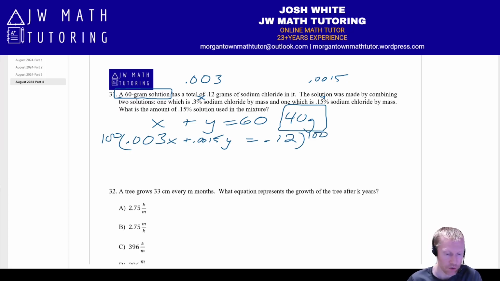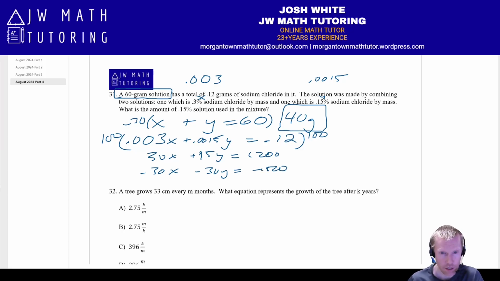So this basically turns into 30x plus 15y equals 1200. And then the way that I did it is I multiplied the top one by negative 30. So that gave me negative 30x, negative 30y, and then negative 1800. This cancels out. Basically, you get negative 15y equals negative 600, y equals 40. Okay, so that's how you could do it by hand as well.